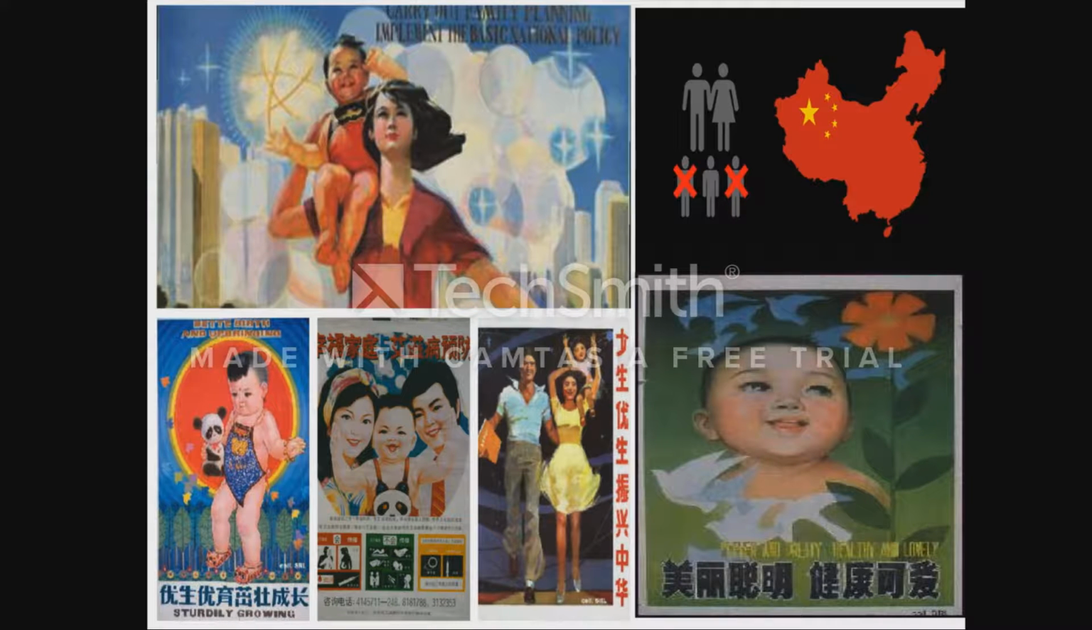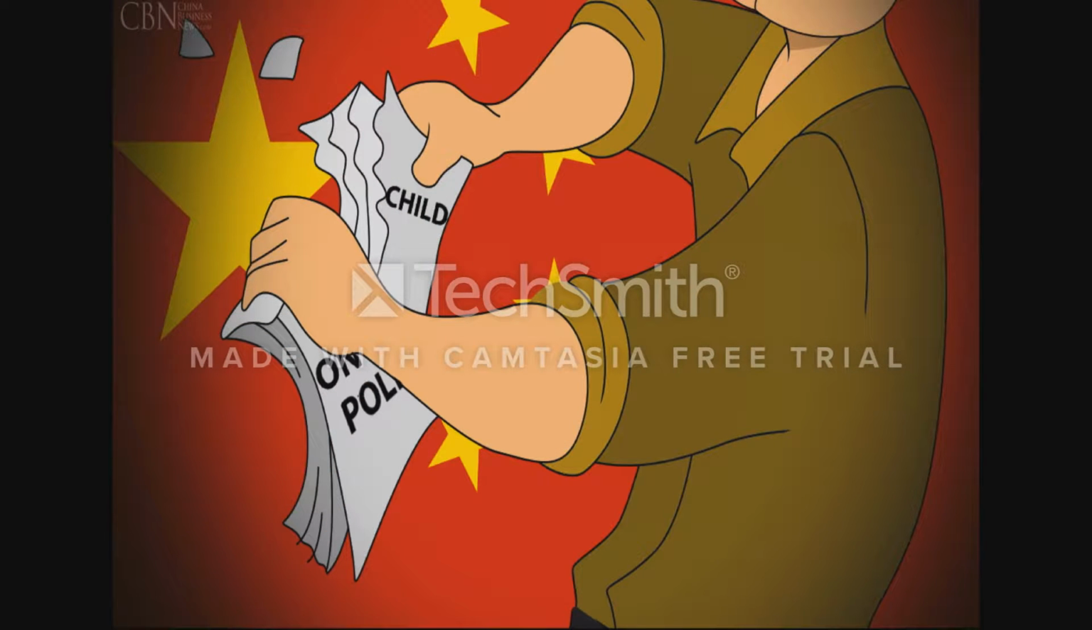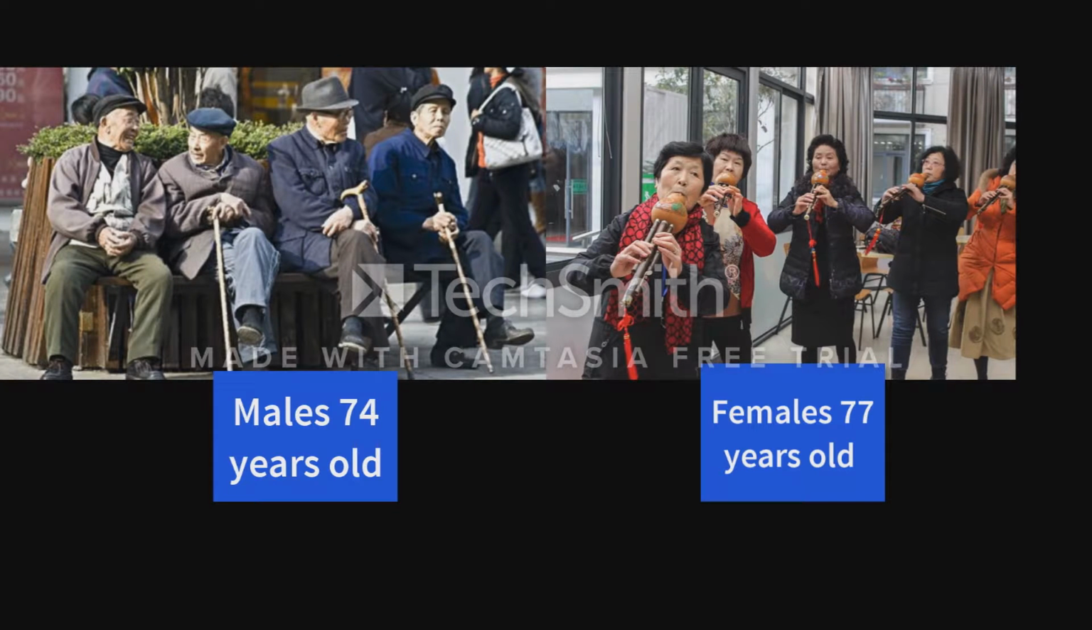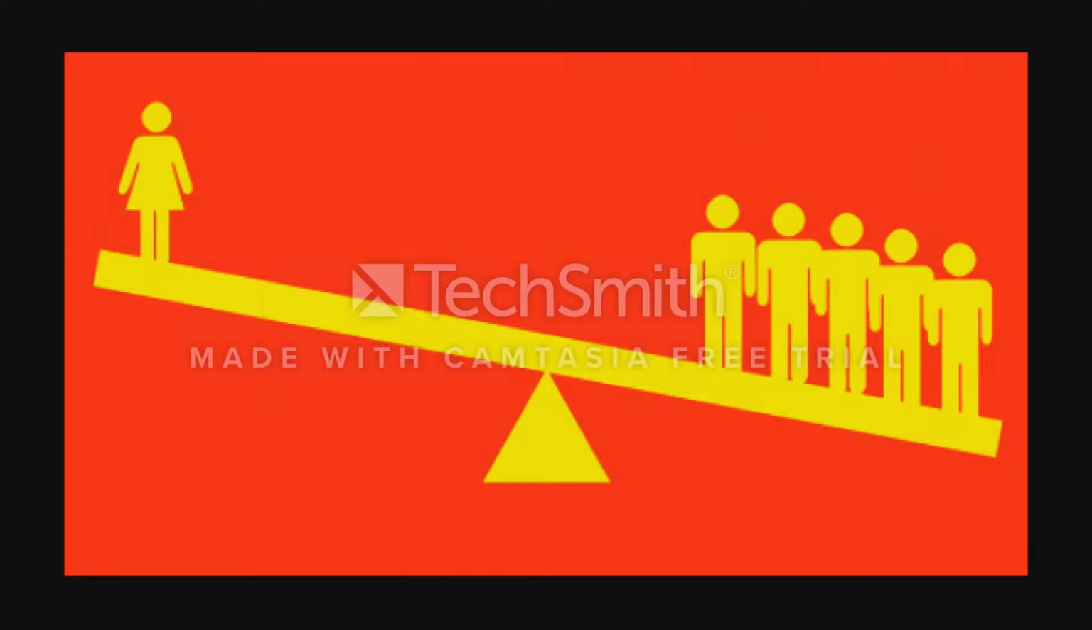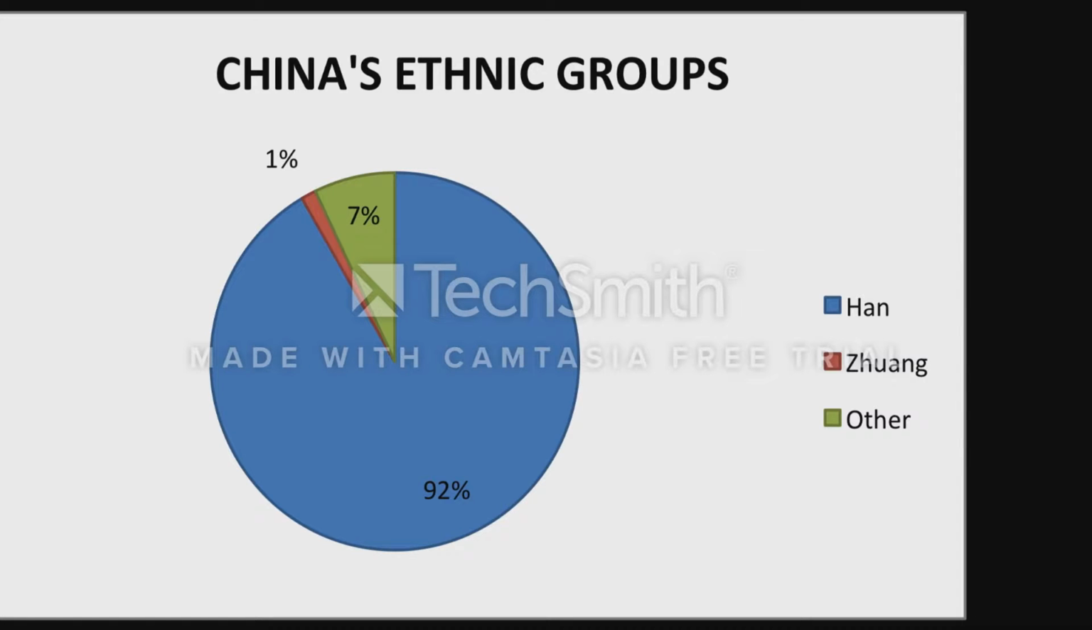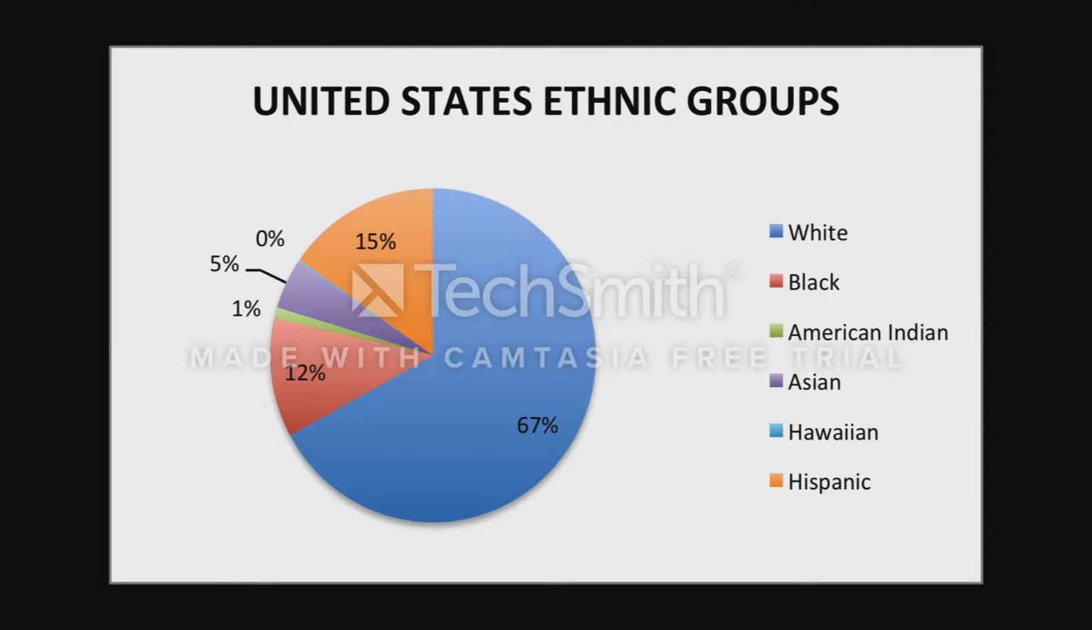In the 70s, in order to reduce rates, the government offered incentives to families with only one child. Through the one-child policy, the population dropped significantly, and by 2015, the government adjusted policies to allow couples to have two children again. Life expectancy for males and females are both mid to late 70s. However, they have uneven male to female ratios, with 100 females to every 115 males. Looking at ethnic diversity, we see that China does not have much diversity in comparison to the US.